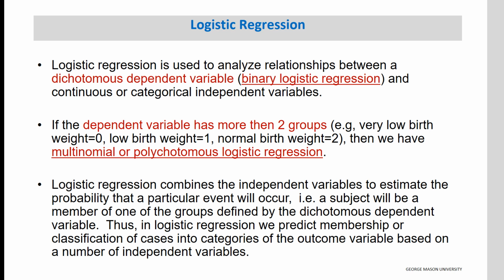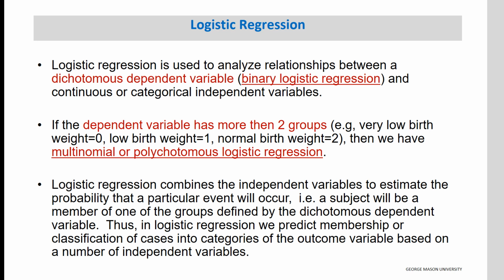Logistic regression is used to analyze relationships between a dichotomous or binary dependent variable, a variable that has two groups, and continuous or categorical independent variables. When the dependent variable has two groups, that is, a binary dependent variable, then we call it binary logistic regression.